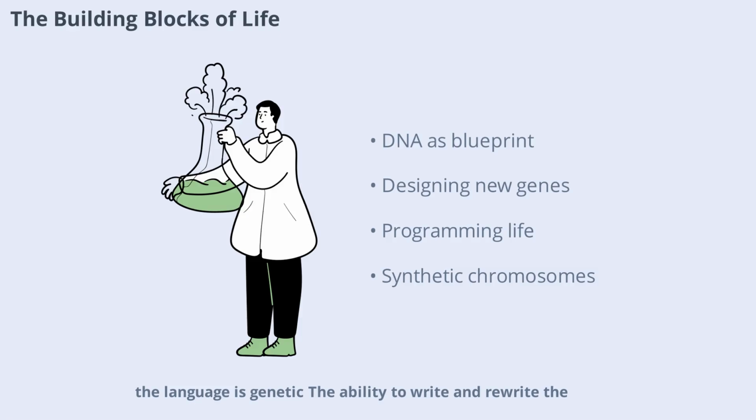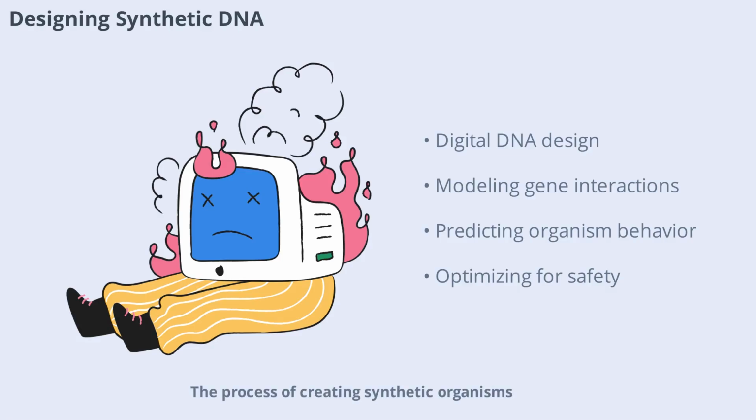The ability to write and rewrite the code of life opens up endless possibilities, from creating bacteria that produce biofuels to engineering yeast that can synthesize rare pharmaceuticals. The process of creating synthetic organisms begins with designing DNA sequences on computers. Using advanced software, scientists can model how different genes will interact and predict the behavior of the resulting organism. This digital design phase is crucial, as it allows for the testing of countless genetic combinations before any actual DNA is synthesized. By simulating biological systems, researchers can optimize their designs for efficiency, safety, and effectiveness, reducing the risks associated with trial-and-error experimentation in the lab.